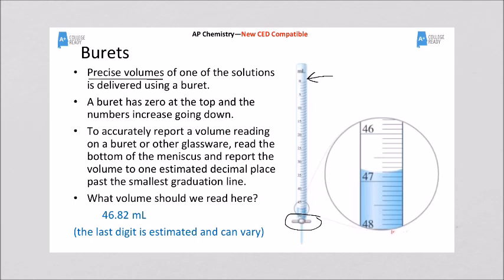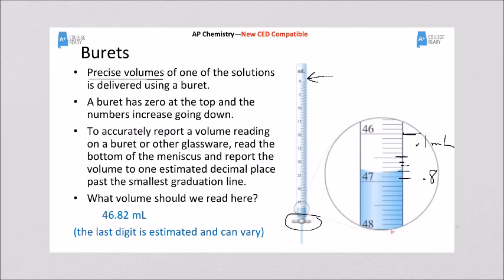So as you can tell from this, again, we're going to read from the bottom of the meniscus. The solution went below 46, but notice the way the scale goes: each of these unmarked graduations, if you count them, are 0.1 milliliter. We can see that this would be 0.5, 0.6, 0.7, 0.8, but see it's between 0.8 and 0.9, so I can't just say it's 46.8. I have to estimate a next digit.